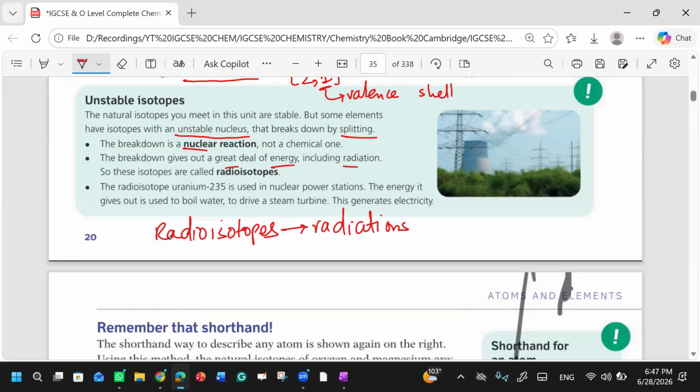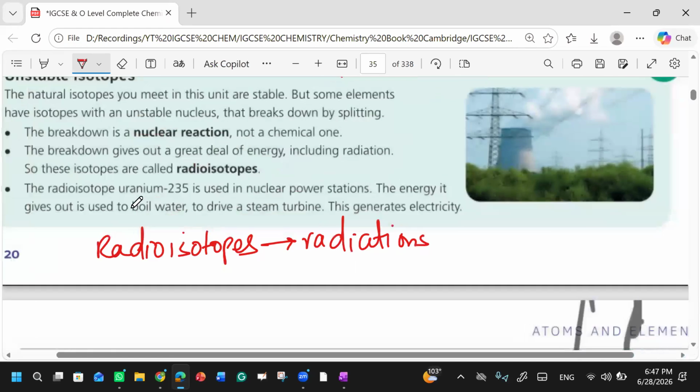The radioisotope uranium-235 is used in nuclear power stations. The energy it gives out is used to boil water to drive a steam turbine. This generates electricity. Actually, what happens is that they use this near their steam turbine. You see the picture, what they have mentioned: the radioisotope uranium-235 is used in nuclear power stations. What does it mean? A power station means to provide electricity. Power stations are those where electricity is being produced, right? Power stations produce electricity.